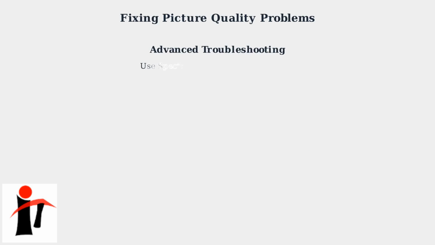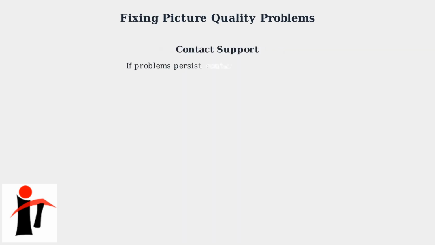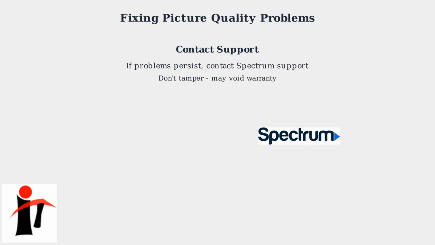For advanced troubleshooting, especially in areas prone to signal issues during storms, consider using a Spectrum-approved coaxial splitter if you're splitting the signal. User reports suggest this can help with E101 errors during thunderstorms. If problems persist, it's likely an issue outside your home, like a faulty amplifier.